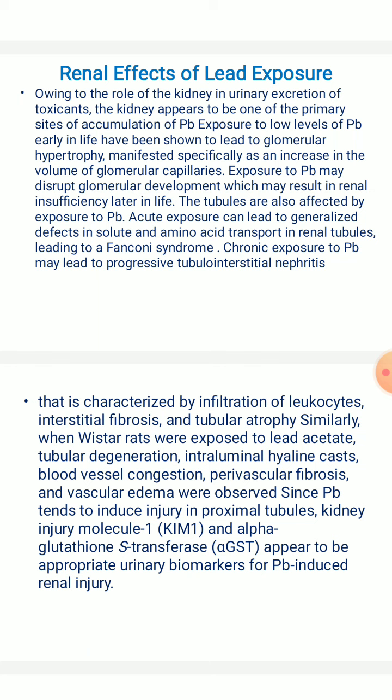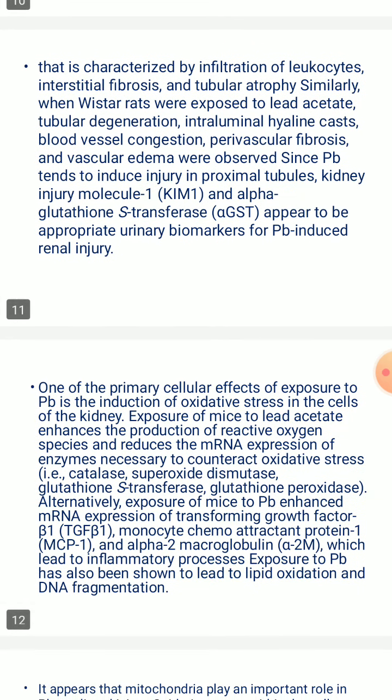Since lead tends to induce injury in the proximal tubules, kidney injury molecule 1, KIM-1, which I discussed long back, and alpha glutathione S-transferase appear to be the appropriate urinary biomarkers used in the case of lead, that is Pb, induced renal injury.